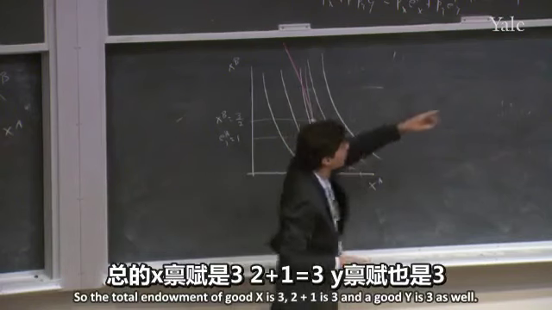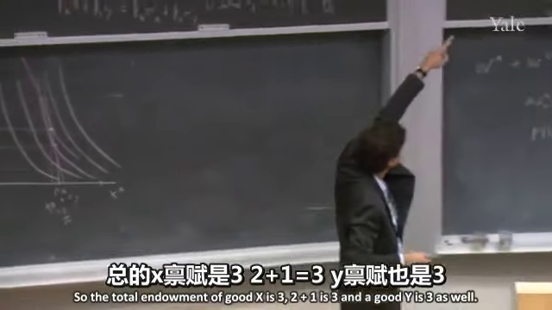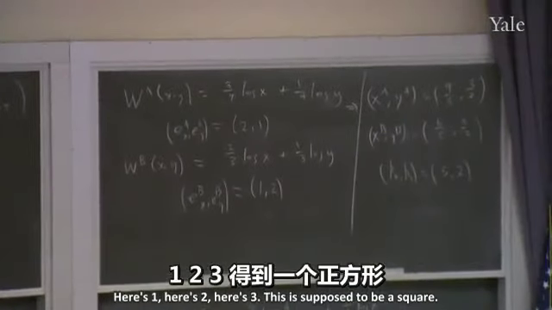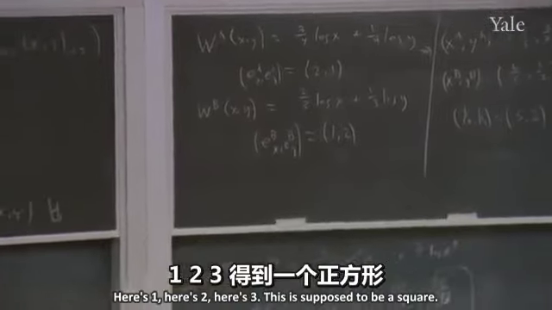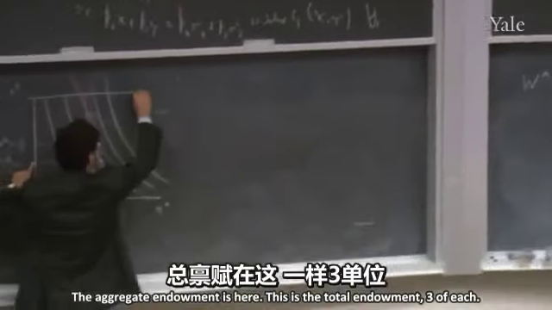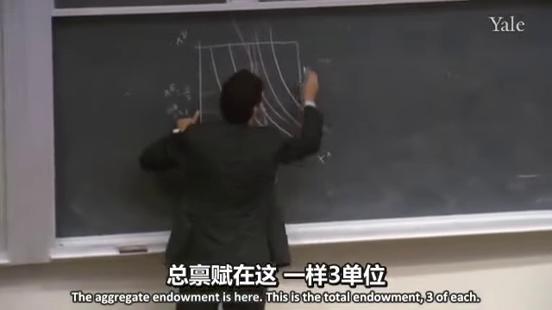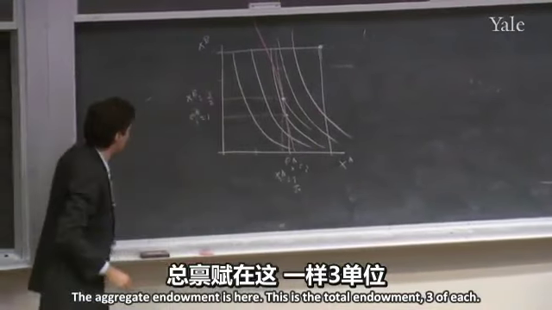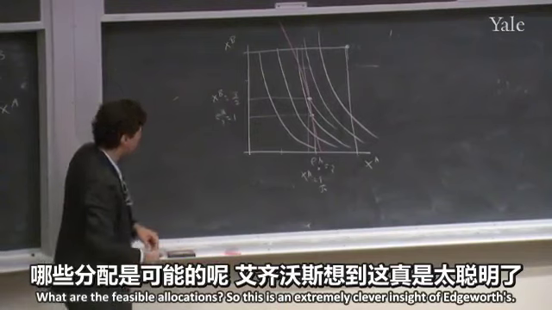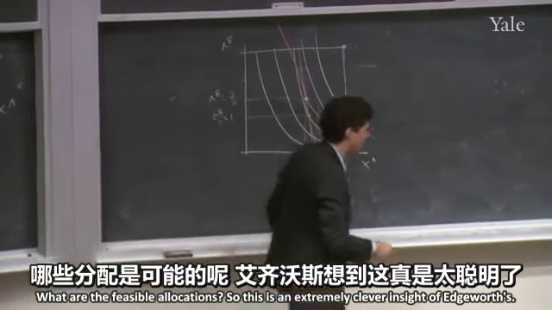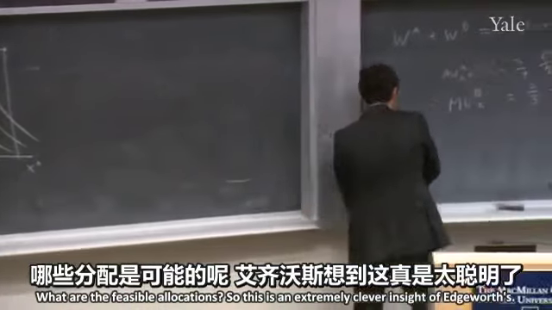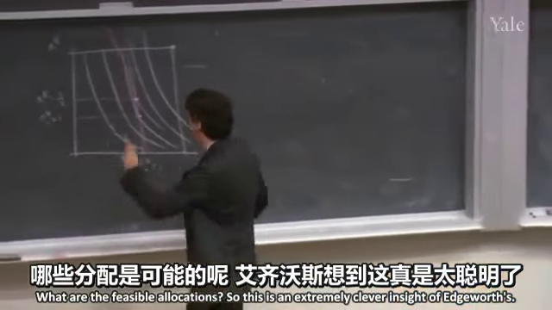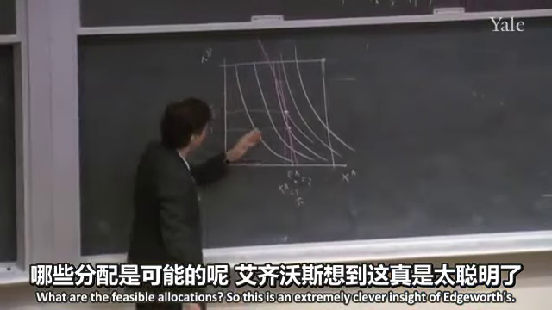Okay, so total endowment of good X is 3. 2 plus 1 is 3. And of good Y is 3 as well. Here's 1. Here's 2. Here's 3. This is supposed to be a square. So here's the aggregate endowment. This is the total endowment, 3 of each. Okay, but now we can put B. All right, so what is feasible? What are the feasible allocations?